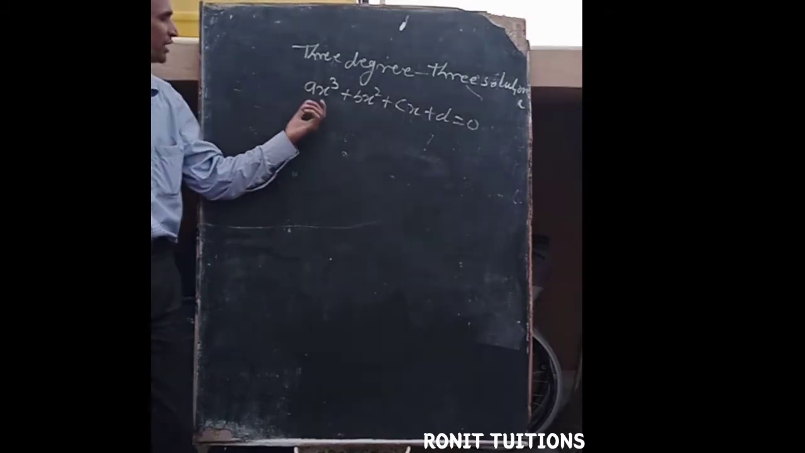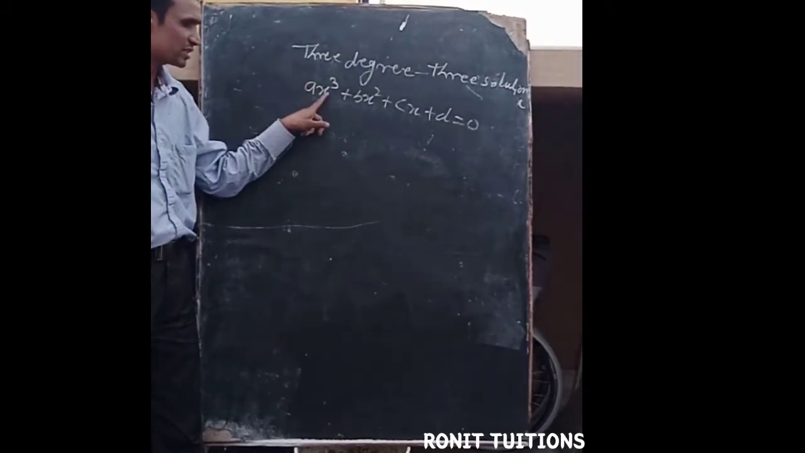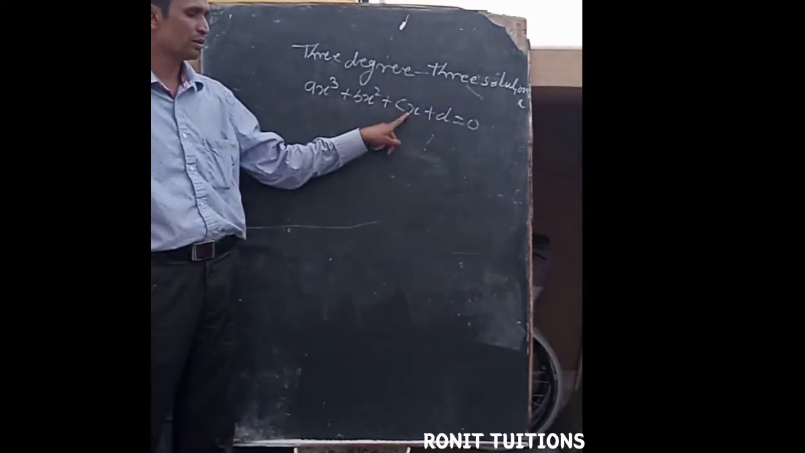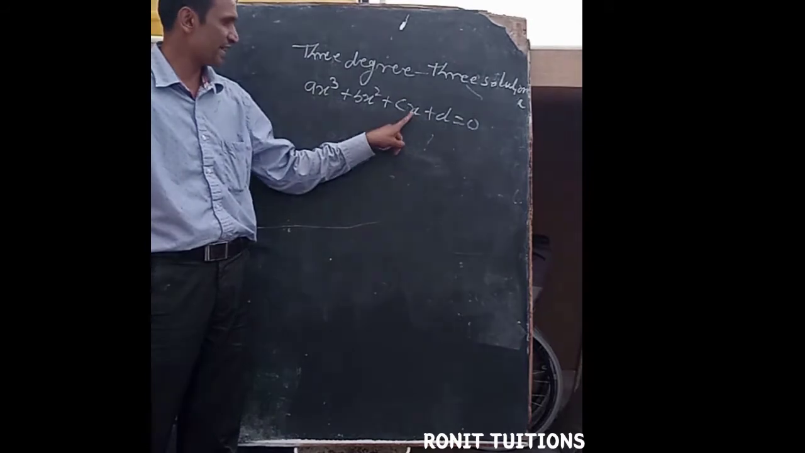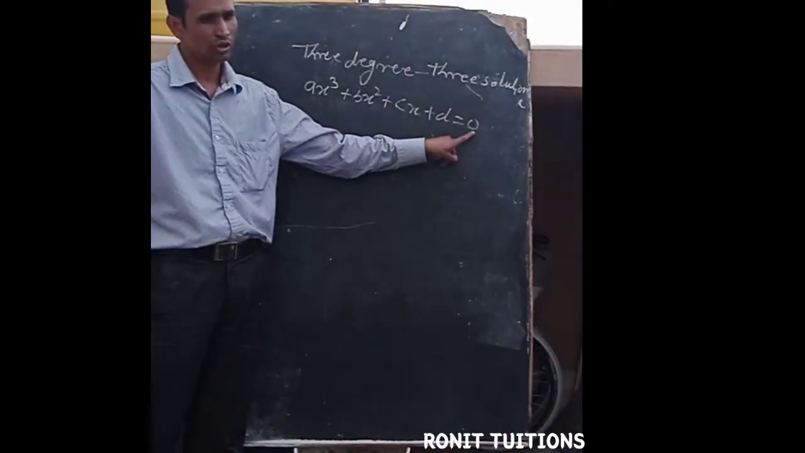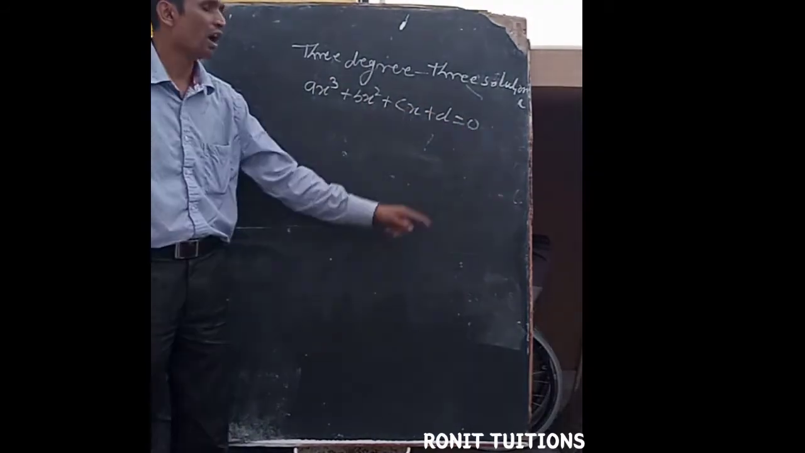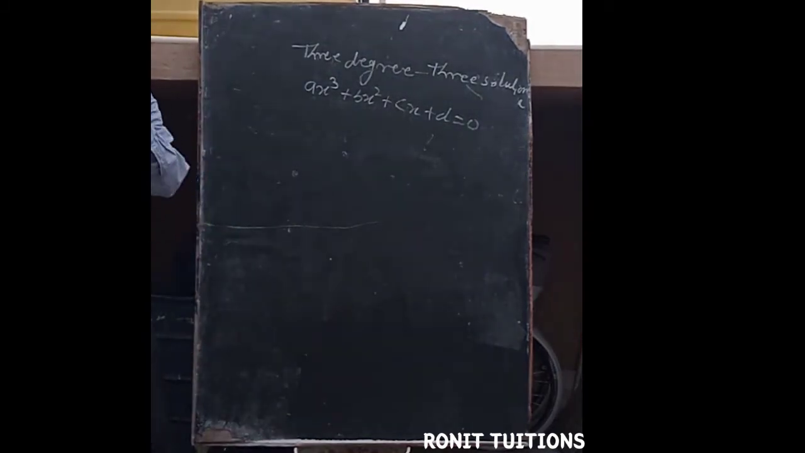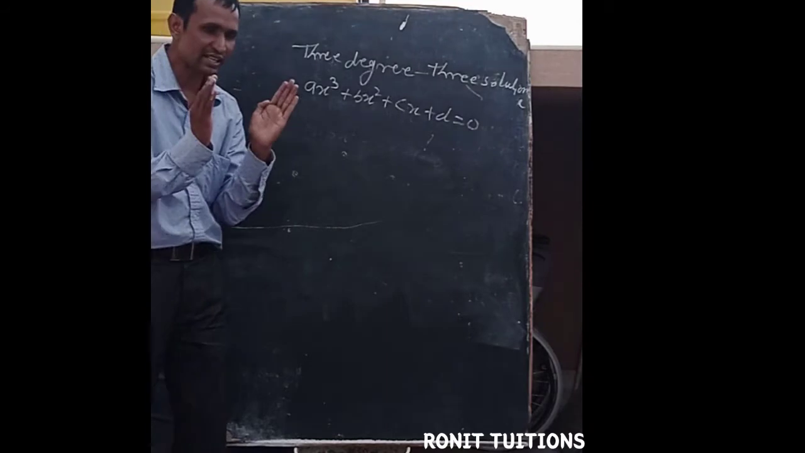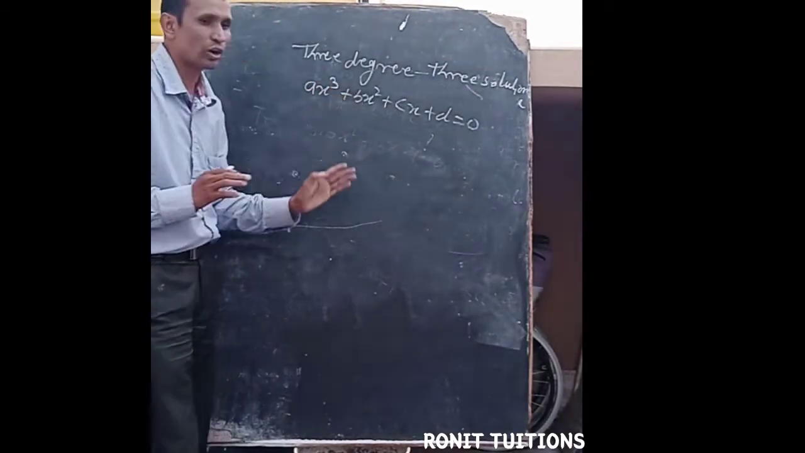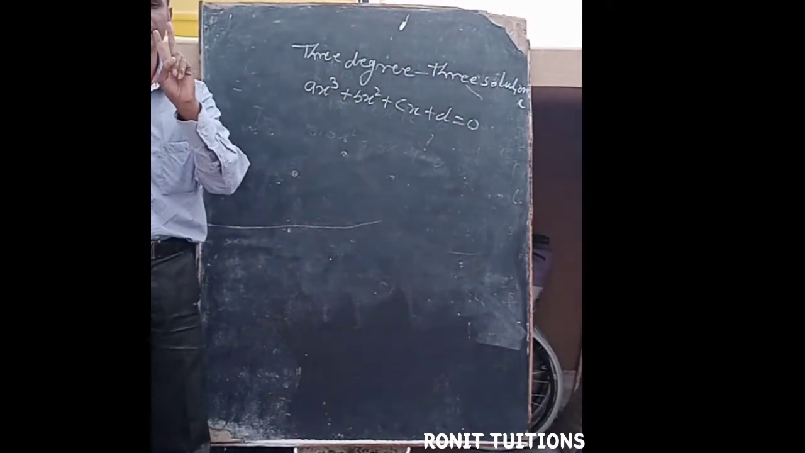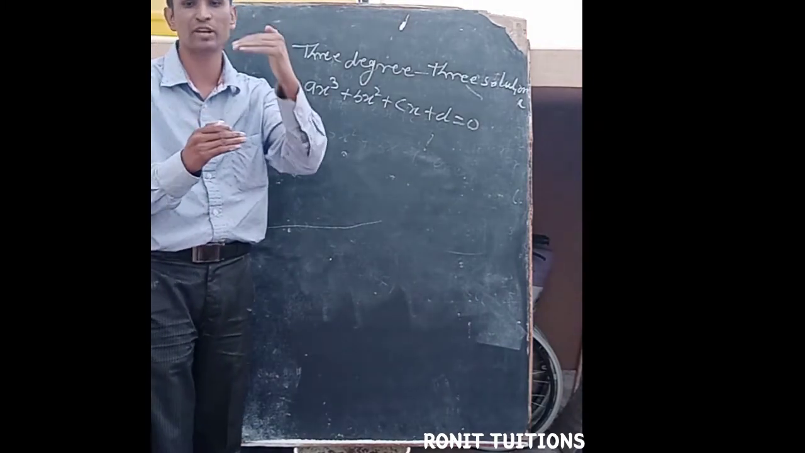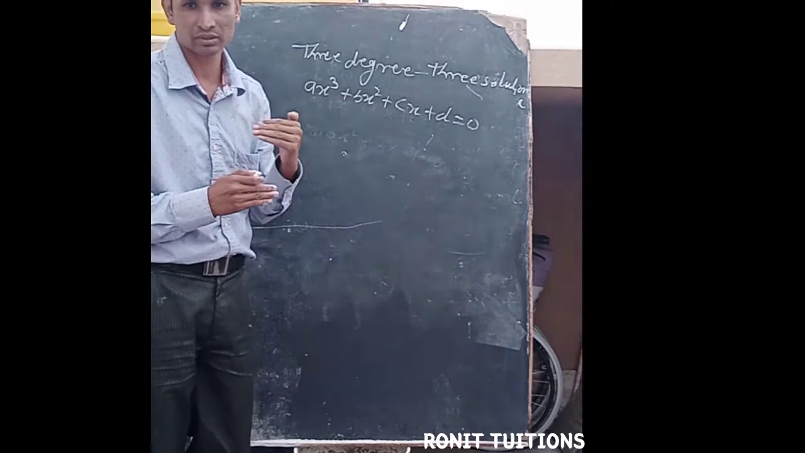What is the standard form of the 3 degree polynomial? ax power 3 plus bx square plus cx plus d is equal to 0. This is the 3 degree. How many solutions will be there? 3 solutions. Up to SSLC Karnataka board, only the quadratic equation, 2 degree, is asked. 3 degree is not asked, because that is not in our syllabus.